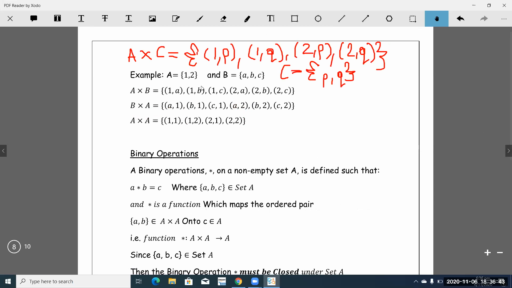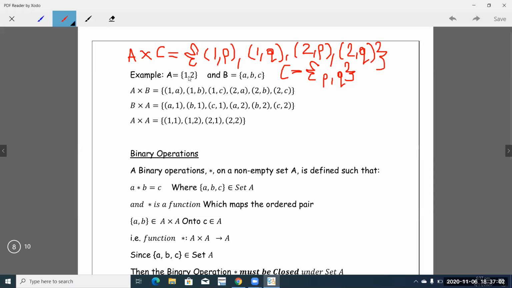We need to know the Cartesian product such that if they ask you, what is A cross B? There are many possibilities for A cross B. A cross B just means that the first element is going to come from our set A and the second element is going to come from our set B. So for example, we can take the first element 1 from this set, and then we can take a from set B. So (1, a) is an ordered pair. We can take 1 from set A, and then we take b from set B. So we have (1, b), and we can continue to get all these ordered pairs for A cross B.